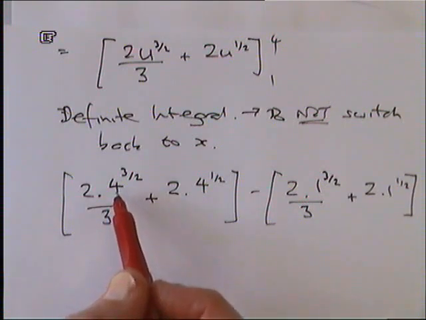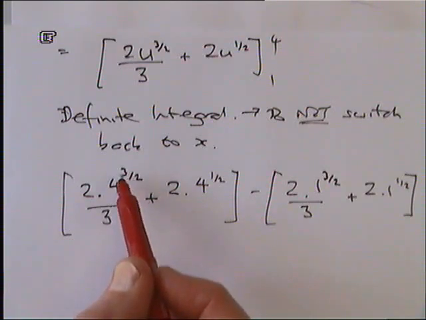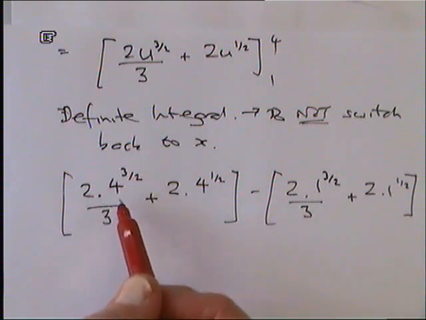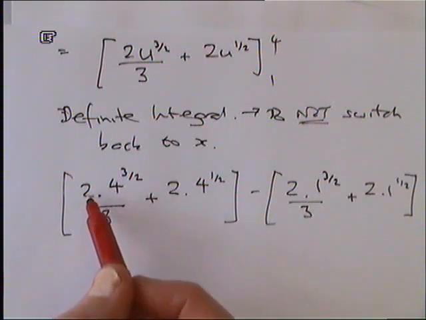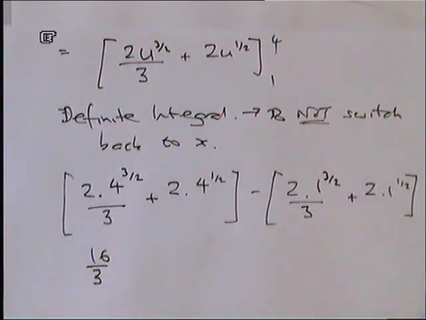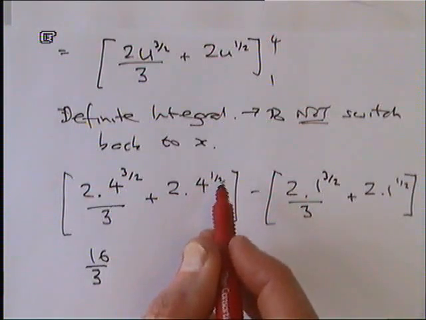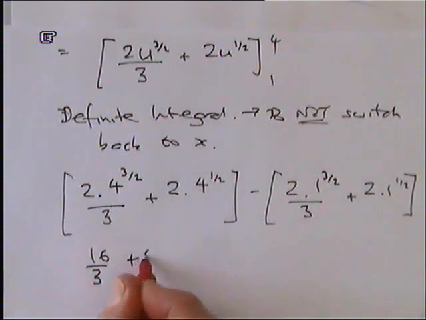Yeah, so here, that 4 to the power of a half is 2, and then you've got to cube that, so that will be 8. 4 to 3 over 2 is 8. 8 times by 2 is 16, you're dividing that by 3, so that's 16 over 3. Over here, 4 to the power of a half is the square root of 4, that's 2. 2 times by 2 is 4.